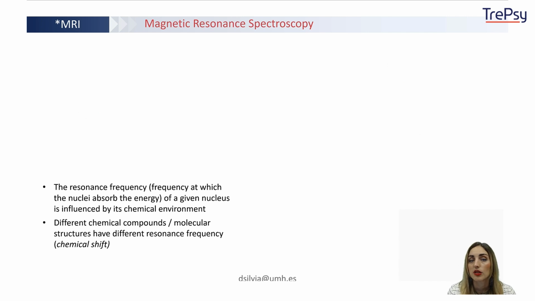As I said, I would like also to mention something about MR-based spectroscopy, because though it's not strictly an imaging technique, it can be very useful, especially in the context of the endocannabinoid system. So the idea behind MR spectroscopy is that the resonance frequency, the frequency at which the nuclei absorb the energy in an MRI experiment of a given nucleus, is influenced by its chemical environment. So different chemical compounds or molecular structures have different resonance frequency. And this is called the phenomenon of the chemical shift.